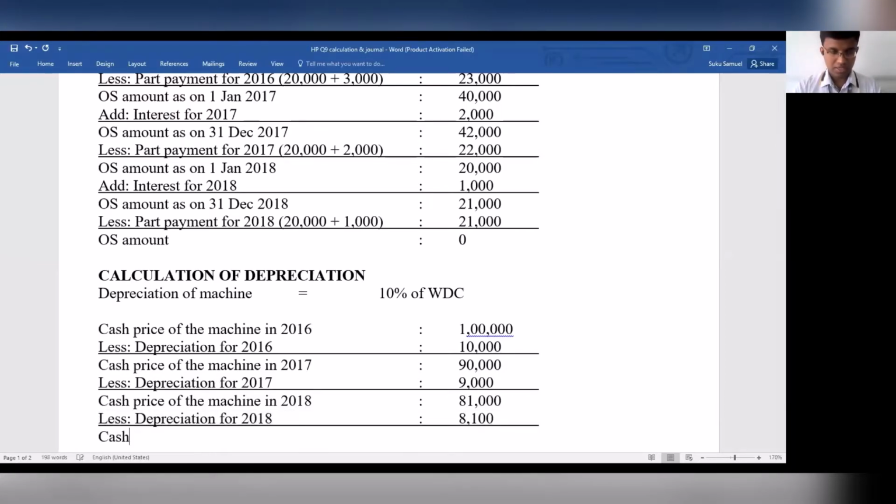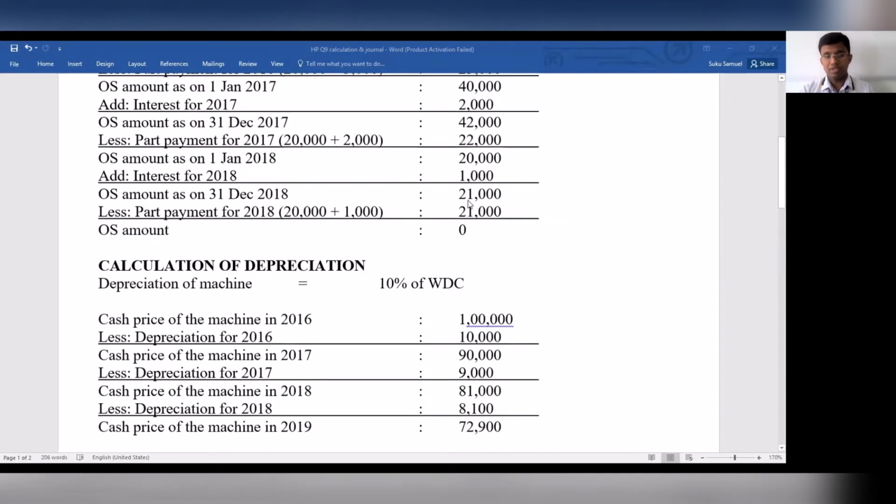So cash price of the machine in 2019 works out to be 72,900. So we are interested in the depreciation only for 3 years. The reason being, the other years we will not be passing the journal entry.